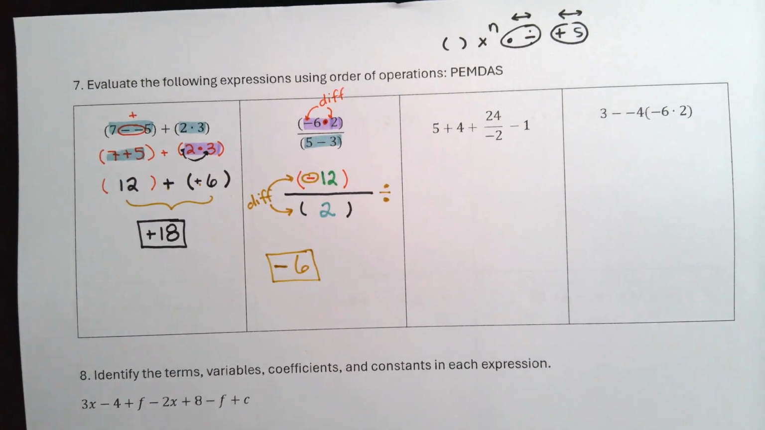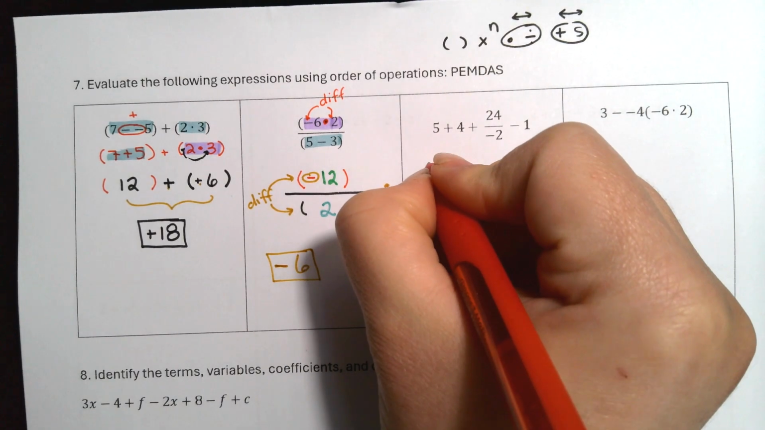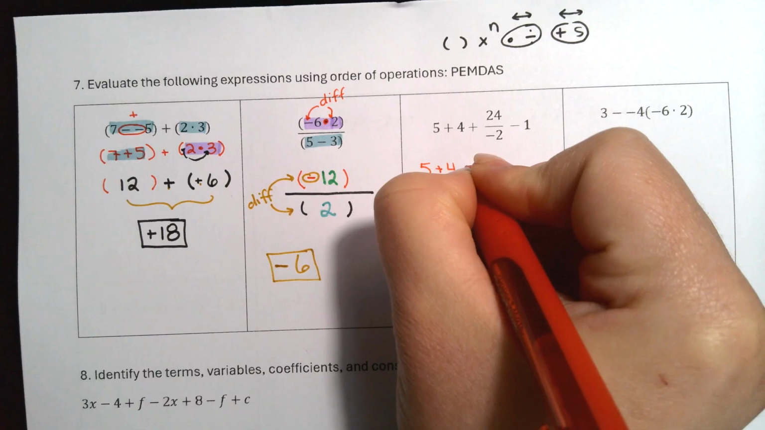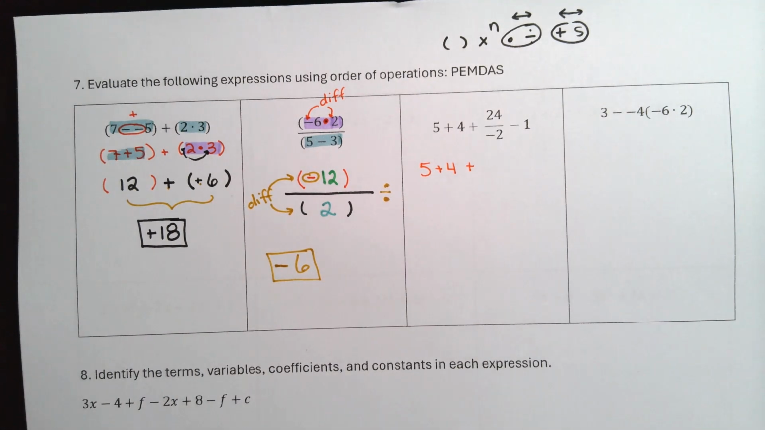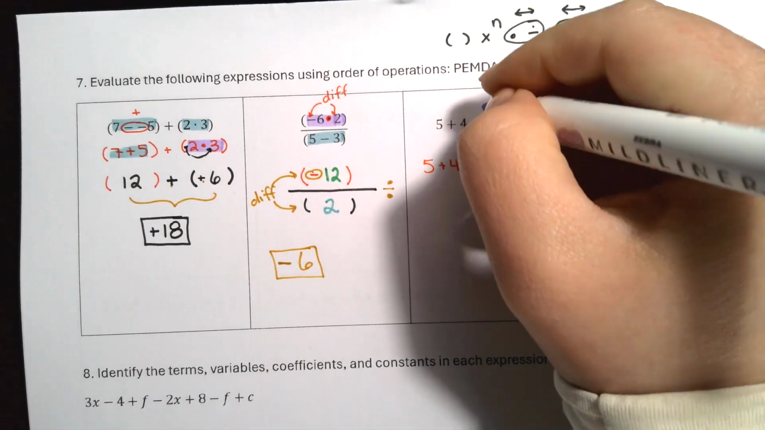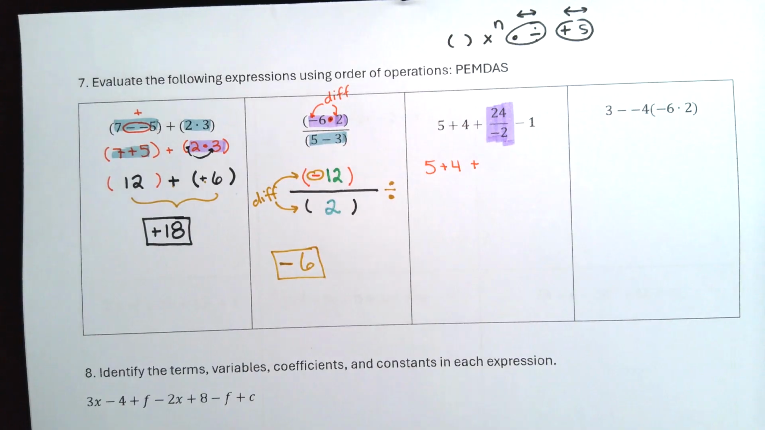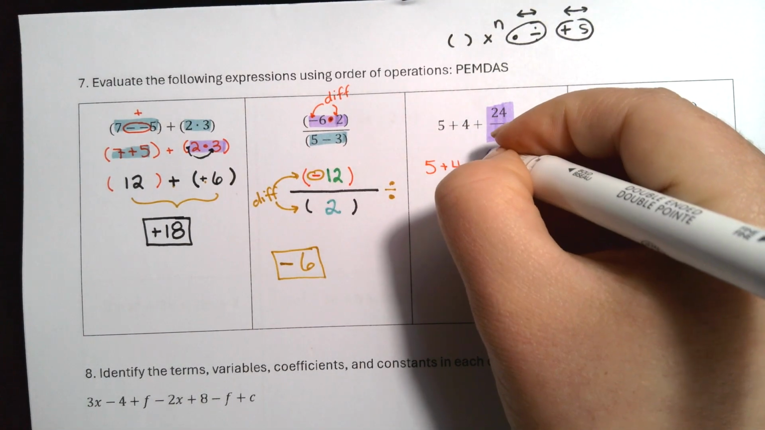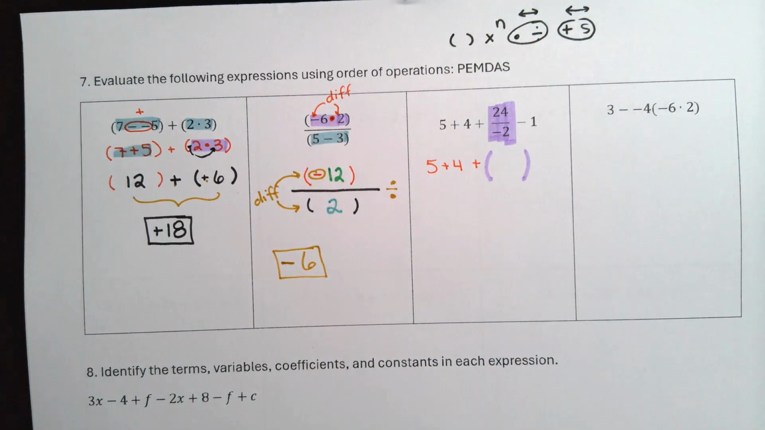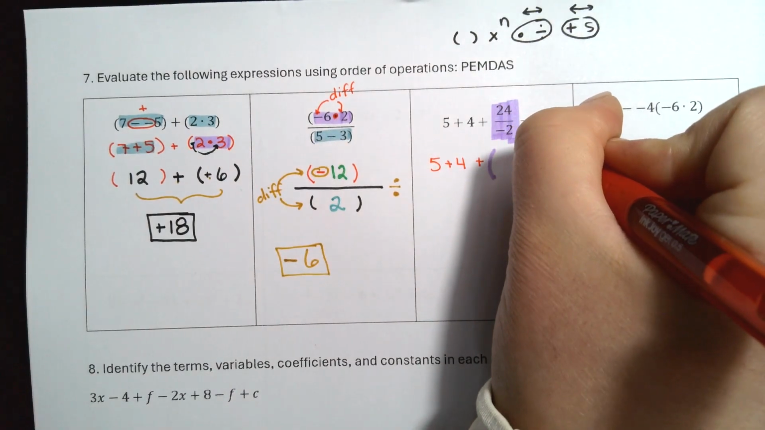Moving on. Here we have a lot of things happening. Remember, order of operation. So I cannot add before I do anything else. We got 5 plus 4 plus, and here we have division. So I need to do that division first. I'll put that in parentheses so we can see it. And then I can do everything else.